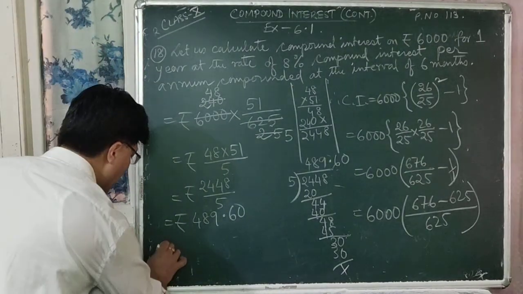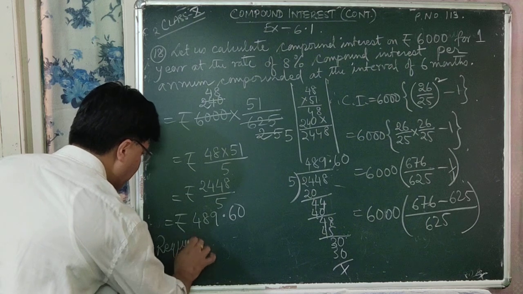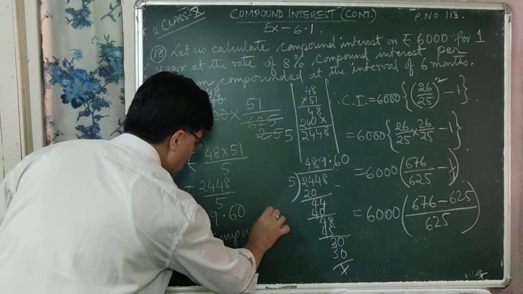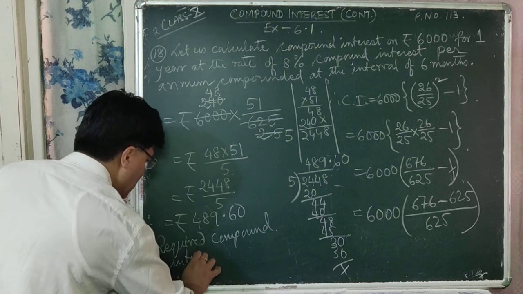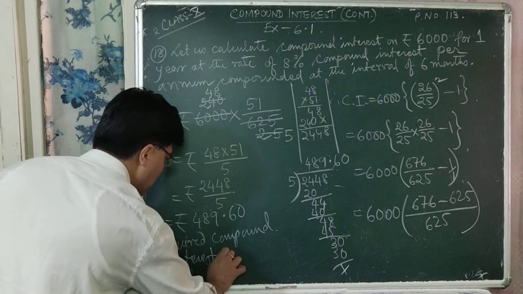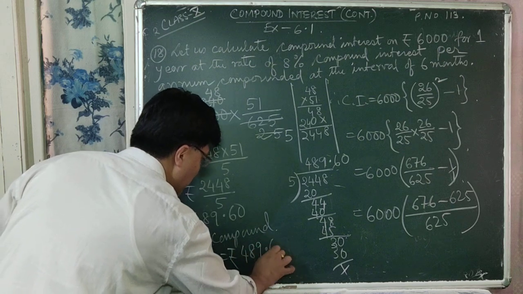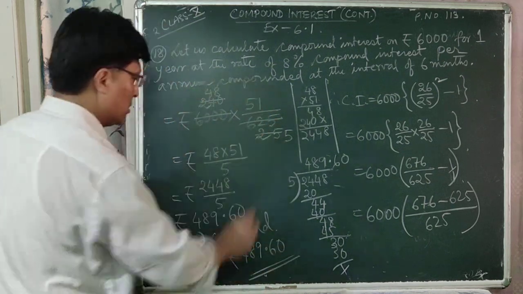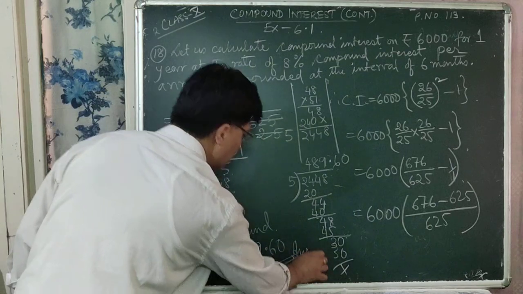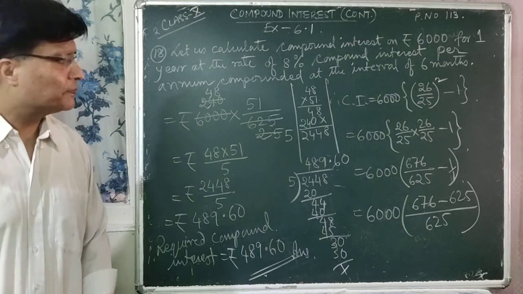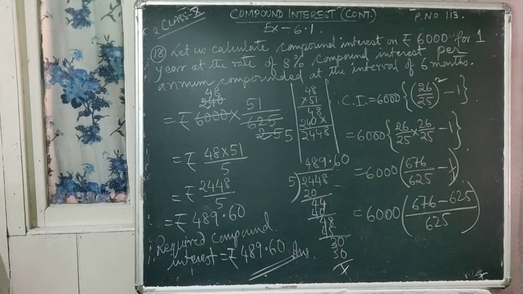So therefore required compound interest is equal to rupees 489.60. So this is the final answer. So understood? So you can copy it. Now we'll do next problem.